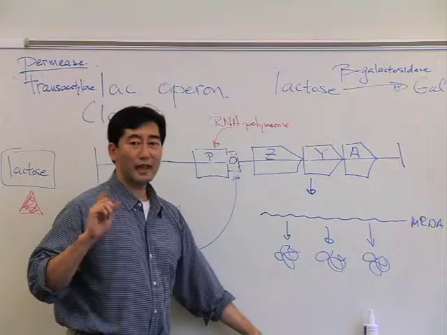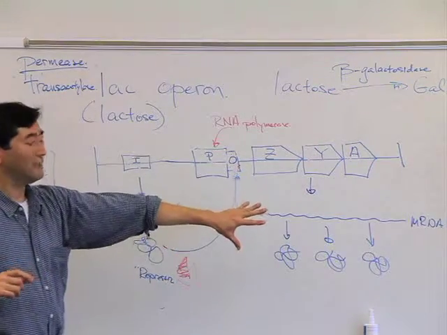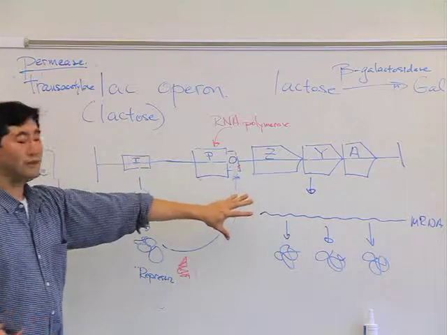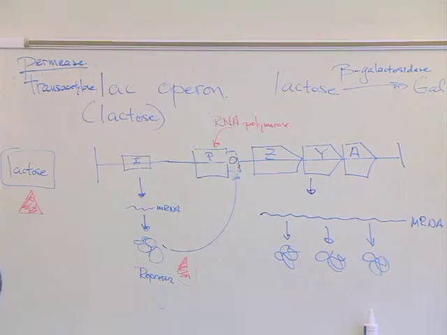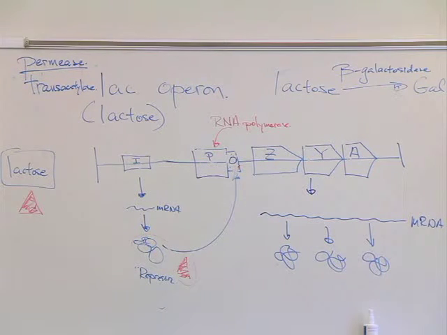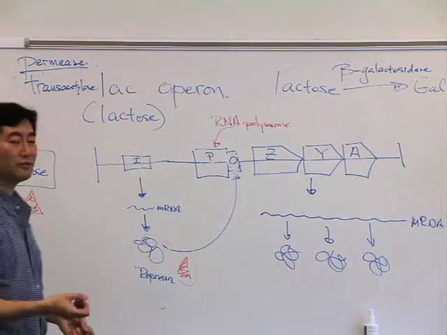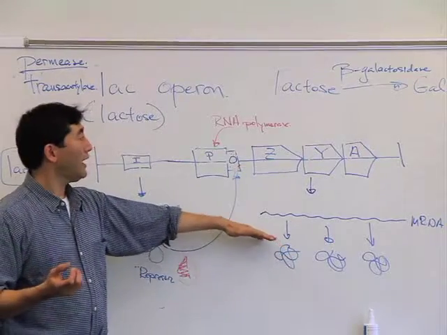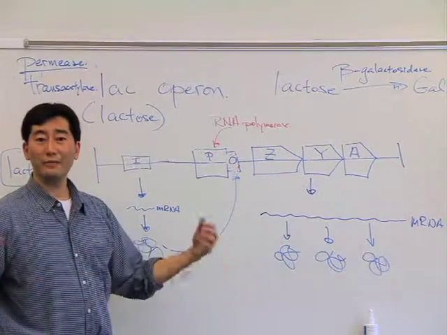So if lactose is present, these genes are expressed. If lactose is not present, then these genes aren't expressed. And nature is very efficient because if it doesn't require it, it won't make it. Right? It wants to have maximum efficiency. So it's only when lactose is around that these genes are expressed. And if there's low lactose, then why make it?